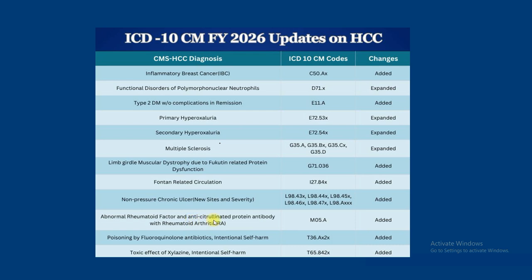Abnormal rheumatoid factor and anti-citrullinated protein antibody with rheumatoid arthritis is also added. Poisoning by fluoroquinolone antibiotics and toxic effect of xylazine, intentional self-harm, these are also added. So from now onwards we need to check for more specificity related to all these conditions while we code HCC charts.